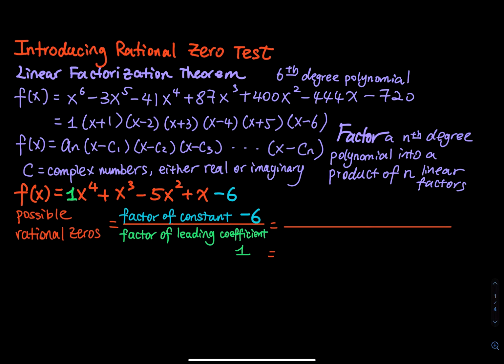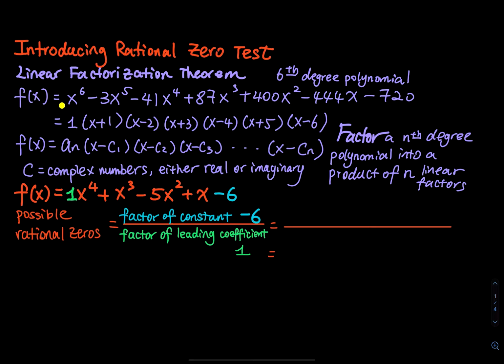Before I introduce the rational zero test, I would like to talk about the linear factorization theorem. Suppose we have a 6-degree polynomial. A 6-degree polynomial means the highest degree, the highest exponent you see, is 6. Let's take a look at this example.